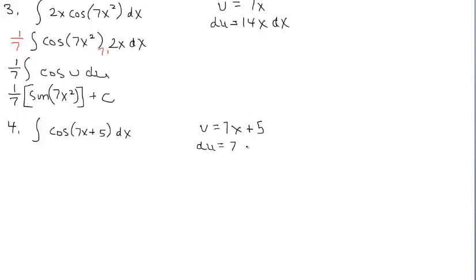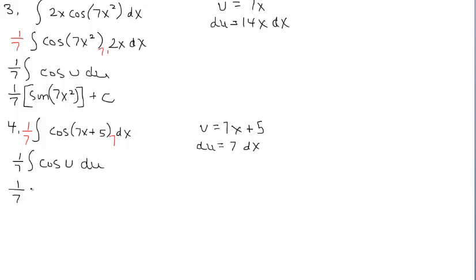The derivative here would be 7 with dx. Looking over here, cosine's good to go. This would be u. And then for dx, I need to bring in a 7, which requires me to pull out a 1/7. So rewriting, 1/7 integral cosine u. 7 dx gets replaced with du. Easy enough. It's an uncomplicated integral.